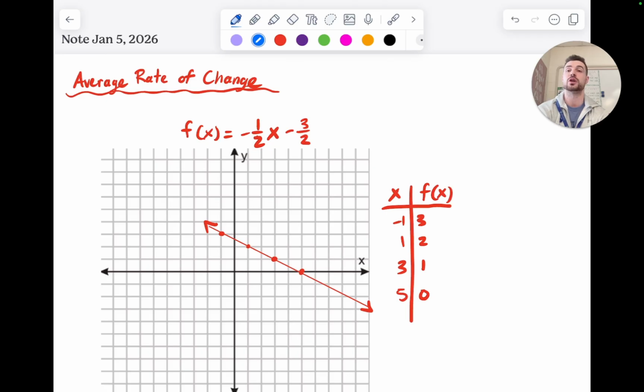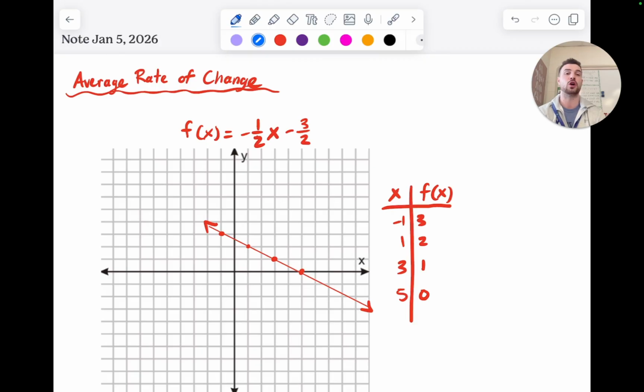Today what we're going to do is talk about a new concept called the average rate of change. Now, although average rate of change is a new concept for us, it's very similar to slope. So we're going to start off by activating some prior knowledge and discuss the slope of a linear function.